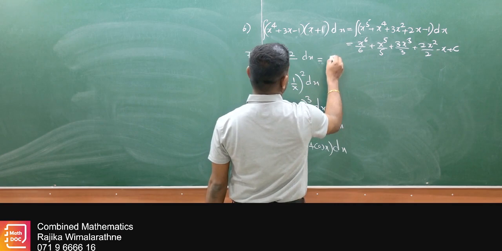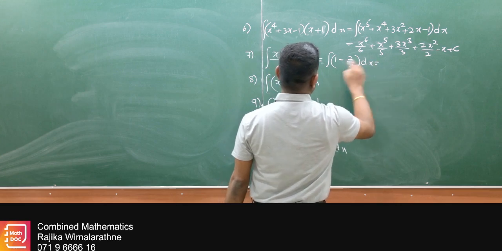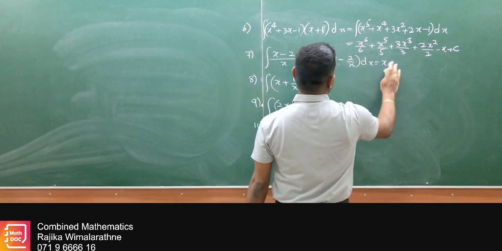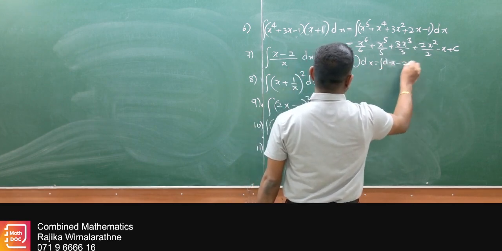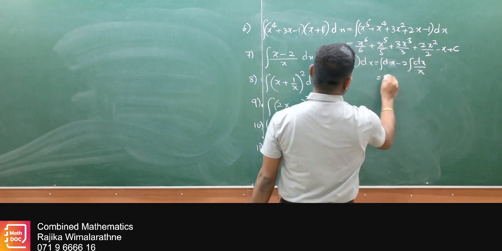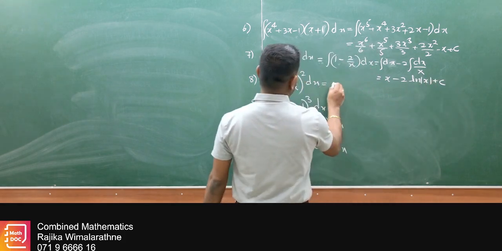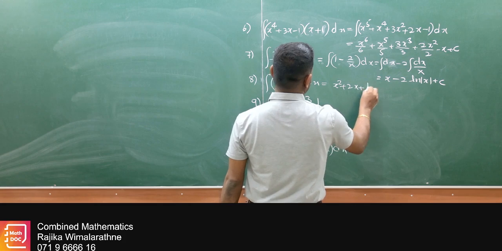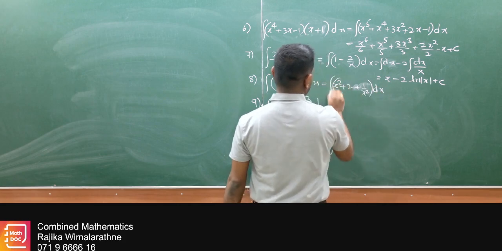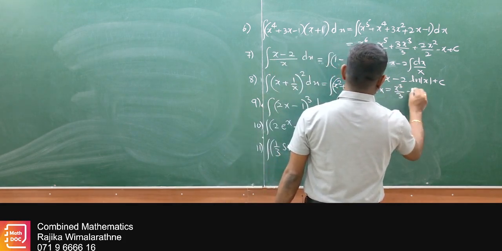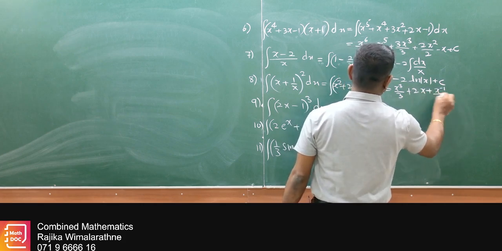Separate here the denominator. Integral of 1 minus 2 over x. Then 1, x minus 2 take outside. You can separate now. dx, integral of 1 is x. Then 1 over x gives ln of modulus x plus c. Then here x squared plus 2x plus 2 plus 1 over x squared dx. X cubed over 3 plus 2x, x to the power minus 2 gives x to the power minus 1 over minus 1, plus c.